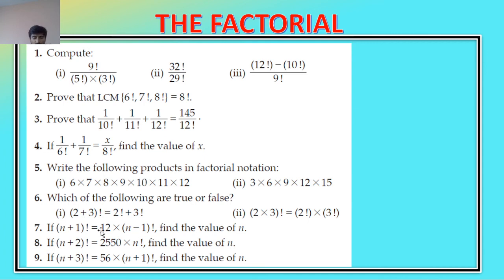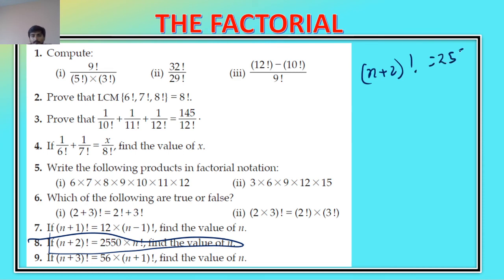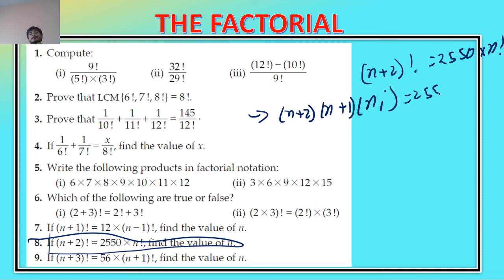Now if you try to solve a problem like this, where n plus 2 factorial is equal to this thing. Is it fine? So in this case, n plus 2 factorial is equal to 2550 into n factorial. So this I can write as n plus 2 into n plus 1 into n factorial is equal to 2550 into n factorial. So n factorial cancels. Now I need to find two consecutive numbers whose product is 2550.